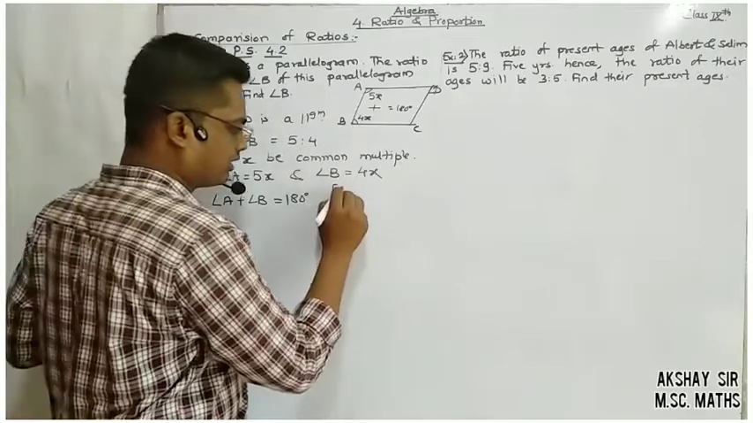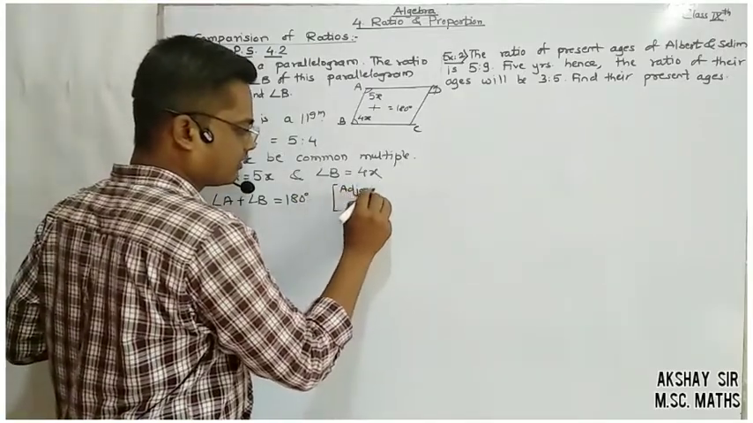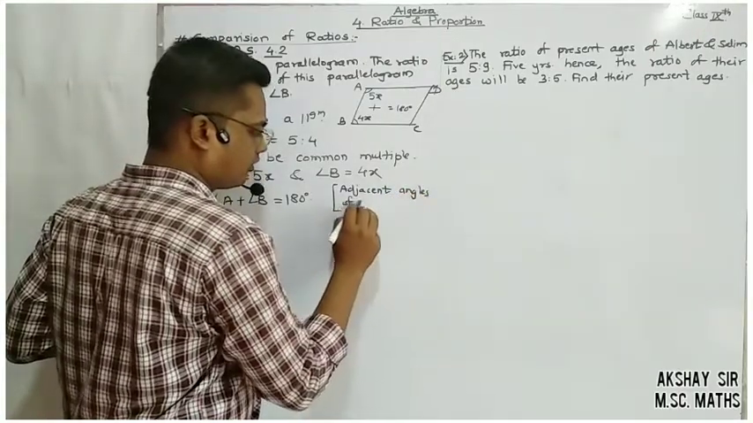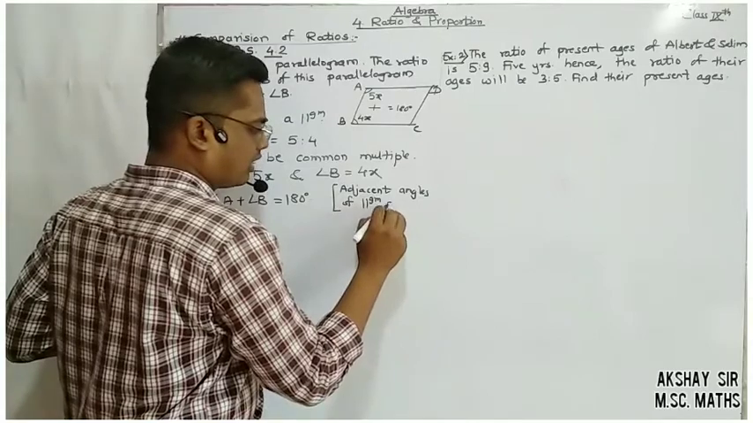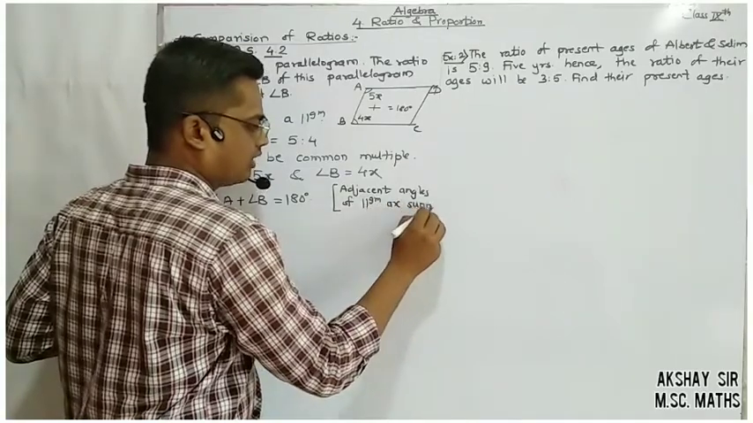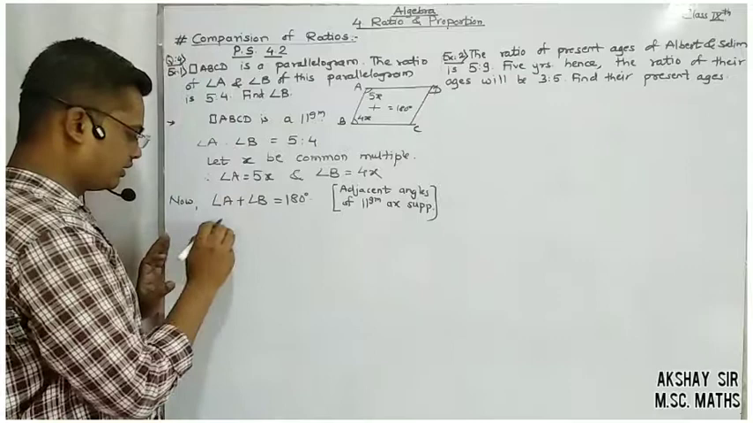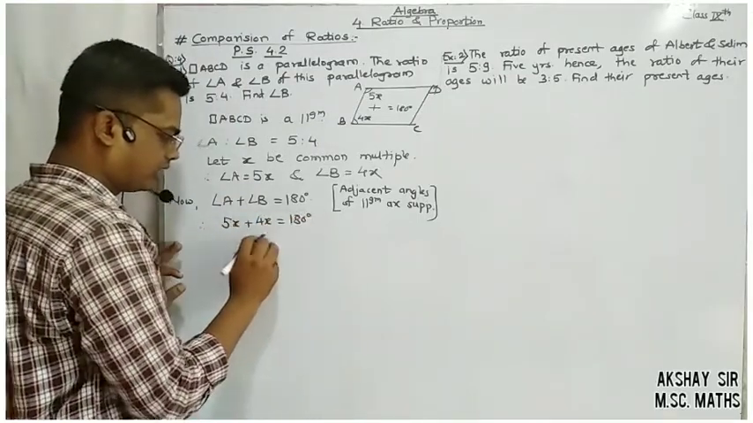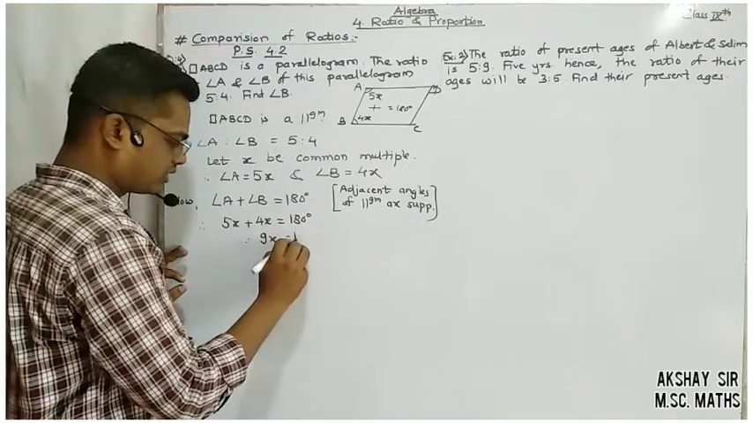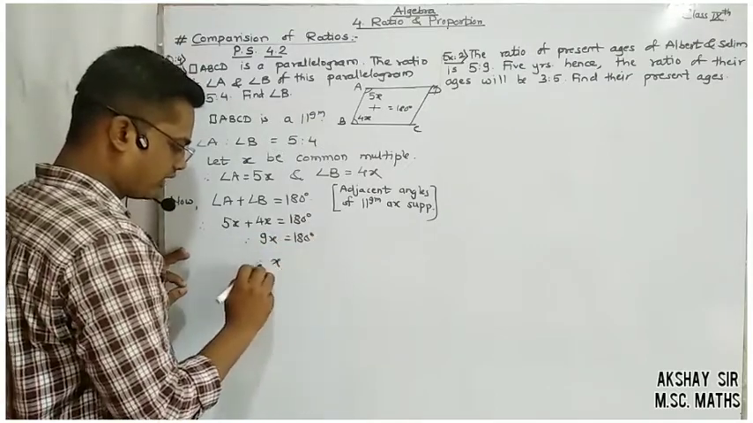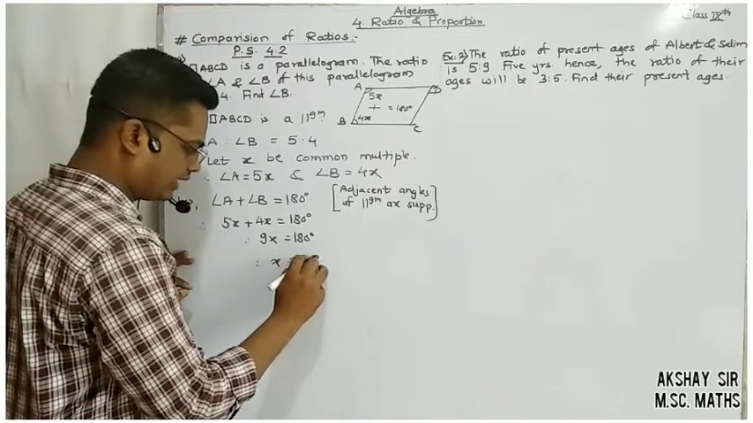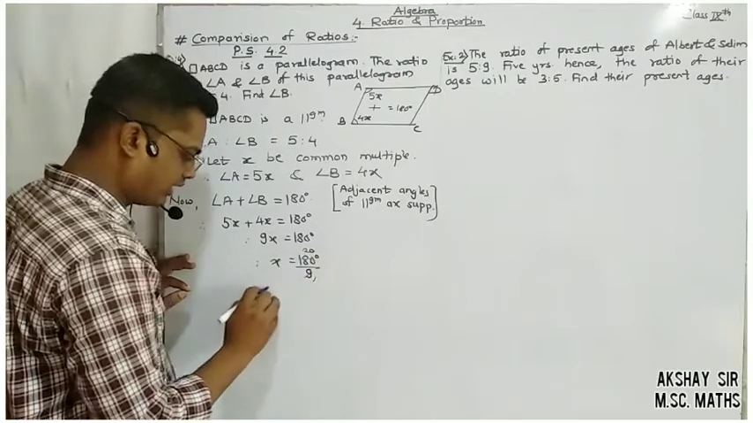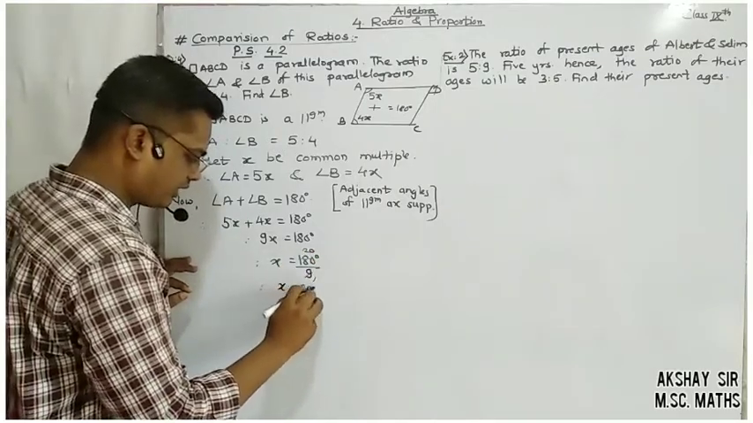Here I am mentioning the result. Property: adjacent angles of a parallelogram are supplementary. They are supplementary, that is 180 degrees. So putting in the values we have considered, 5x plus 4x equals 180 degrees. Therefore 9x equals 180 degrees. Therefore x equals 180 upon 9, which gives us 20. Therefore the value of x is 20 degrees.